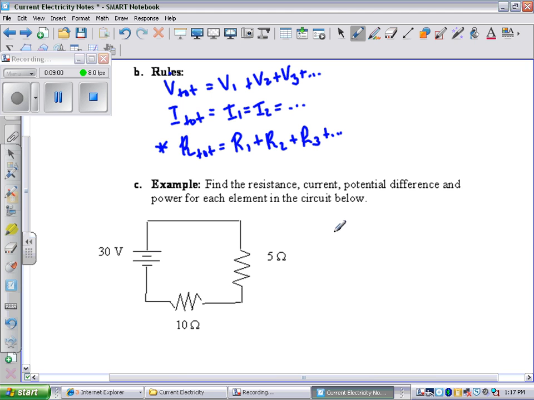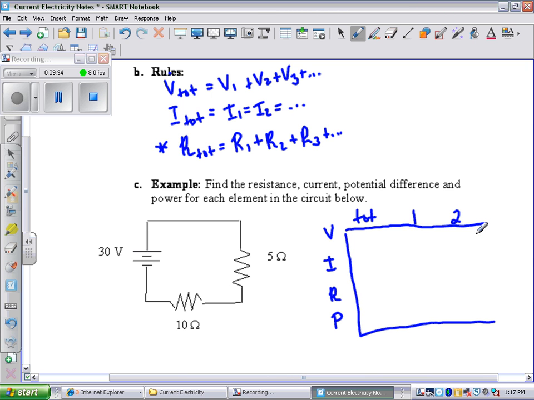I'd like to make a chart to keep track of things. So for all of my elements, I'm going to have to know V, I'm going to have to know I, I'm going to have to know R, and in this case I'm asking for power. A lot of times I won't ask for power, so we won't have the power in our chart. But for this one we will. And then I make a column for total, 1 and 2, because this time I have 2 resistors. If I had a third, I'd add another column. So I end up with a table that looks like this. And I'm just using that to keep track of things. You don't need to make a table, but I find that it helps me keep things in order.